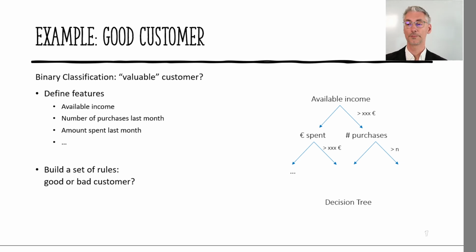Is this a good or a bad customer? And you can see one example here. We start from the available income and then make a split. If the income is very large, it goes into the right branch, otherwise into the left. And then we look at the number of euros spent and the number of purchases and so on. And by repeating the process, we can build our tree. And the final layer is good customer or bad customer.